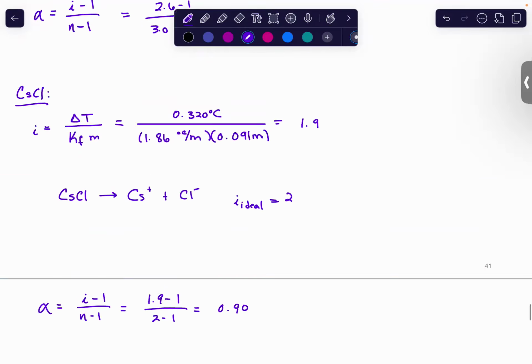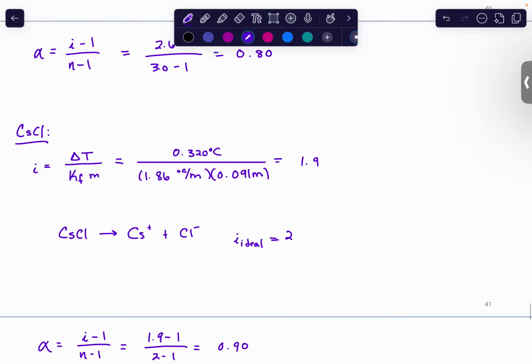So between these two, which one do you think ion association is going to be stronger? Nope, calcium. The calcium chloride dissociates to a lesser degree than the cesium chloride does. And it makes sense if you think of it in terms of Coulombic attraction. So the +2 and the -1 is going to attract a lot stronger than the +1 -1.